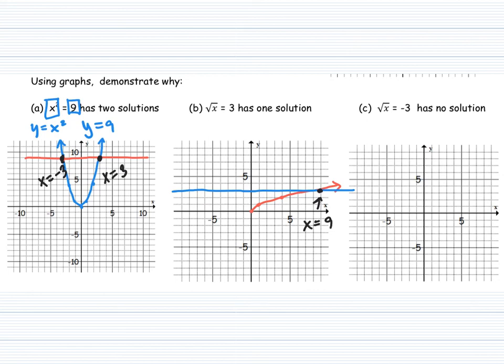And then our very last one, if we look at that square root again, and graph that, and then we graph negative 3, we don't have any point of solution or point of intersection. So that is the investigation.